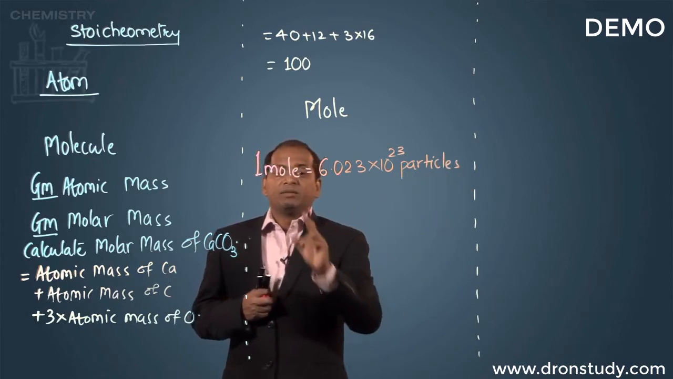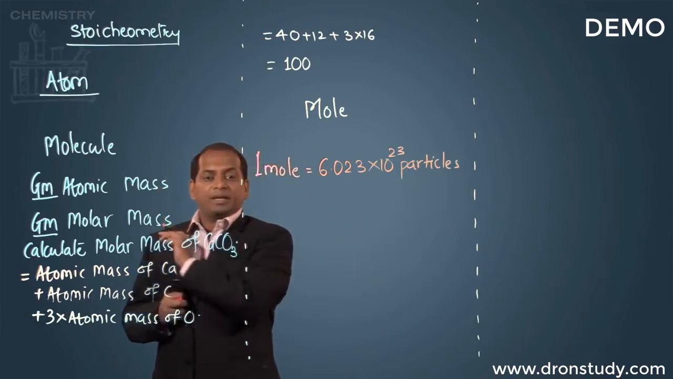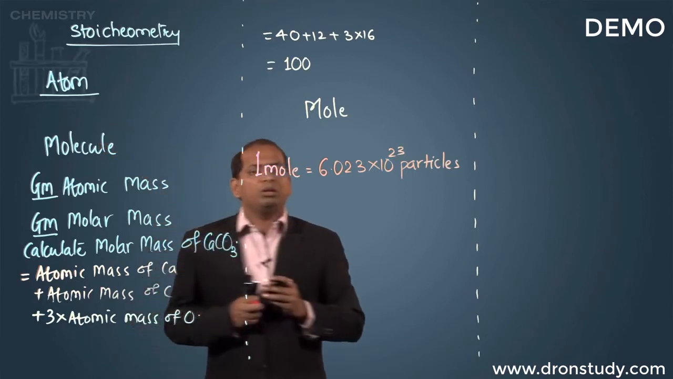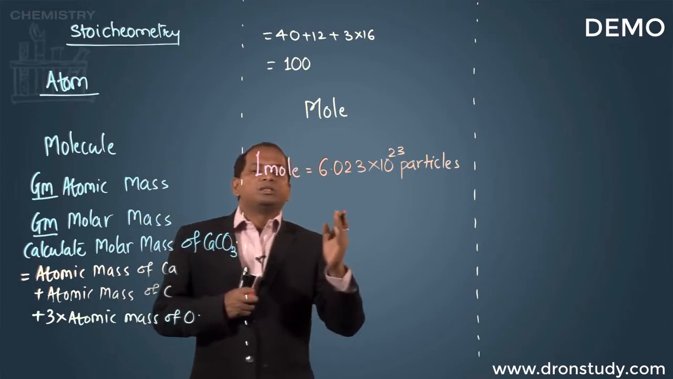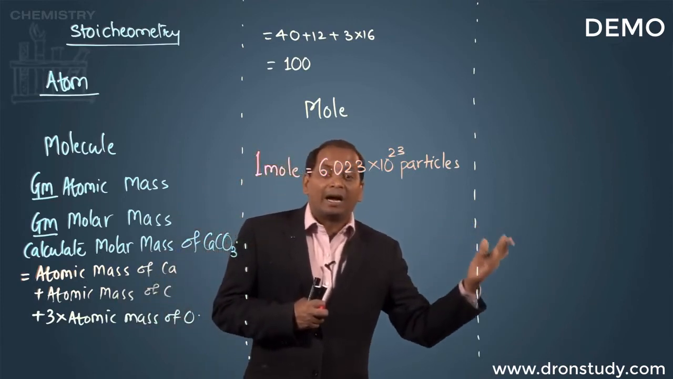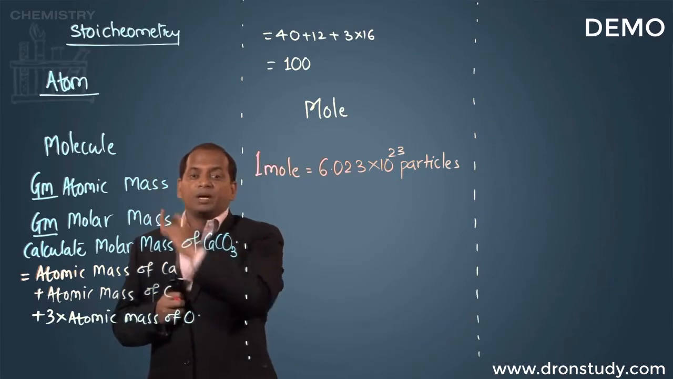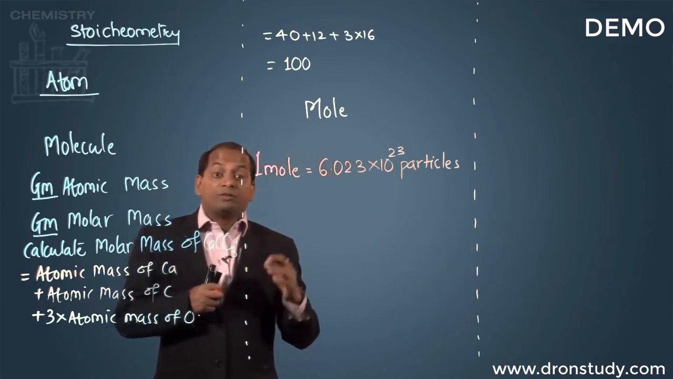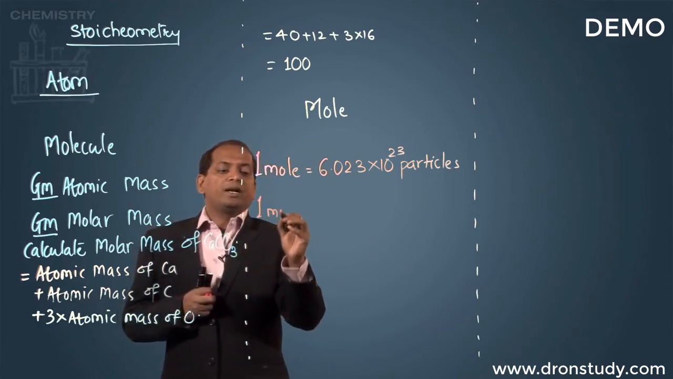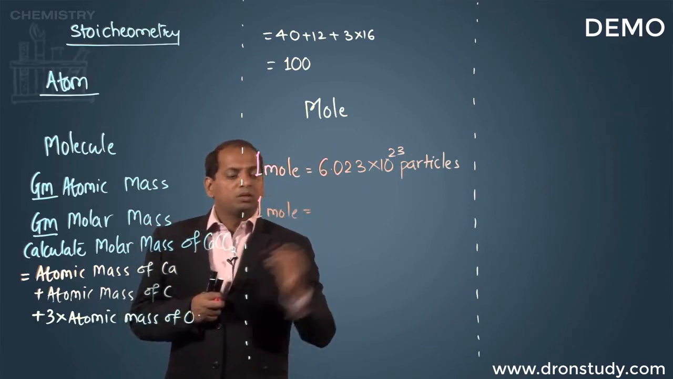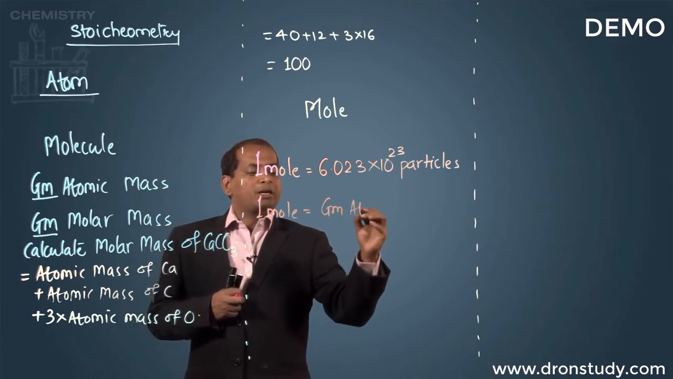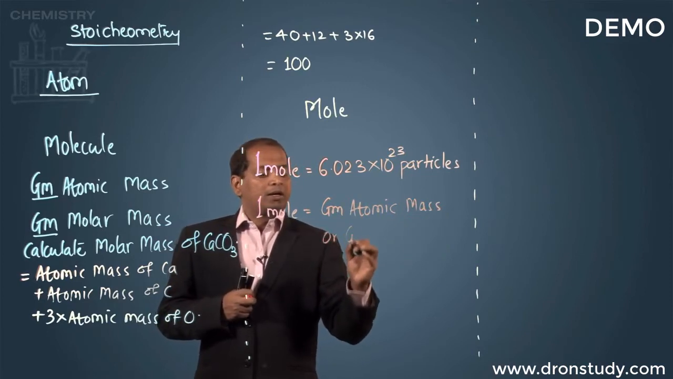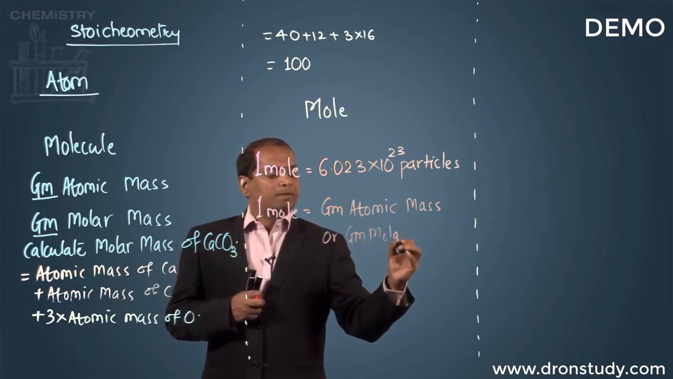What do you mean by this? When I say 1 mole of an element, an element is associated with atoms. So 1 mole of an element is equal to 6.023 into 10 raised to 23 atoms. 1 mole of a compound is 6.023 into 10 raised to 23 molecules. Further, it is also defined that 1 mole is equal to gram atomic mass or gram molar mass.